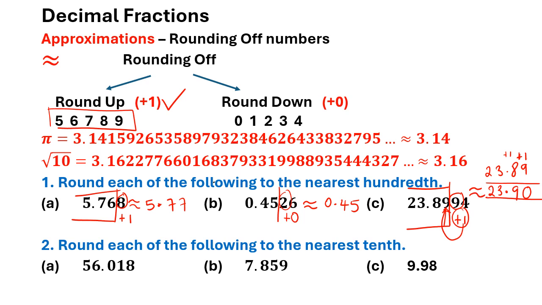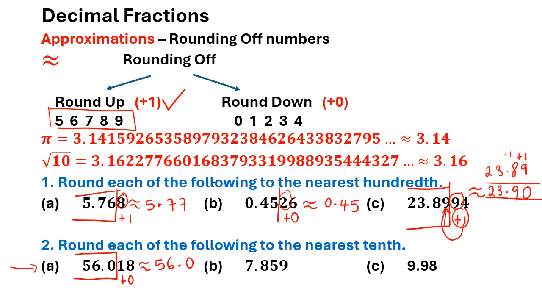All right, let's go ahead and round each of the following numbers to the nearest tenth. Nearest tenth means the first decimal place. The first decimal place for this problem right here is 0. So I'm going to cut and keep the rest. But then the next digit to that is 1, and that's the hundredth place. And 1 falls from 0 to 4. And we're going to round that down to 0, and our final answer will be 56.0.